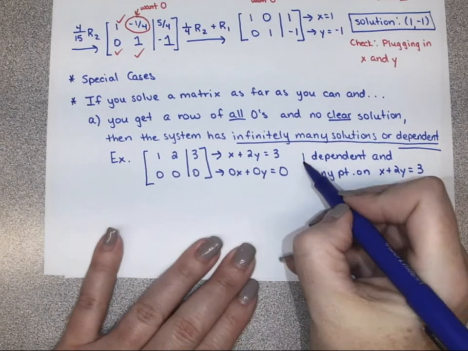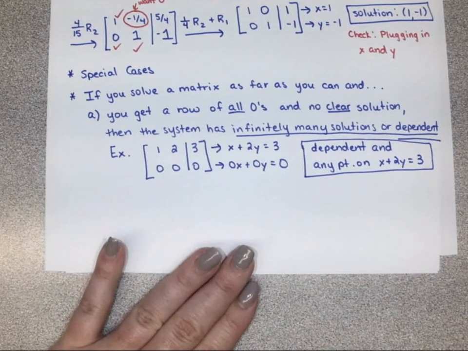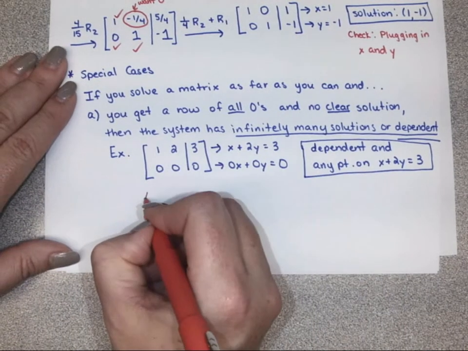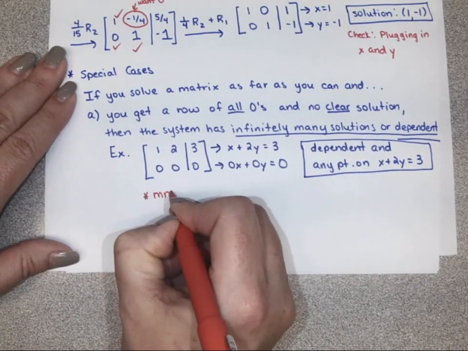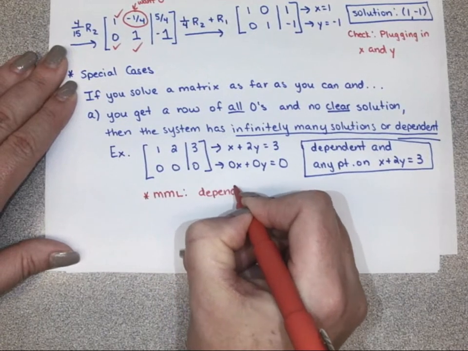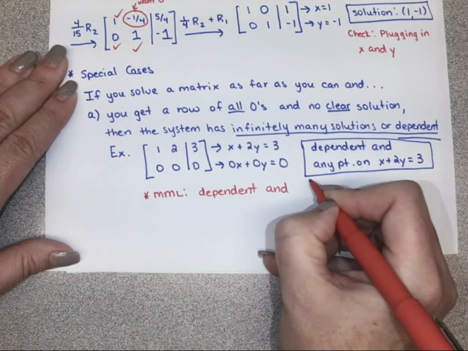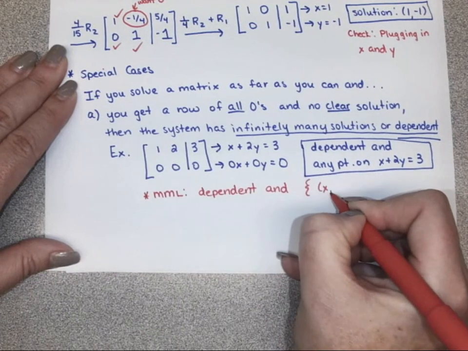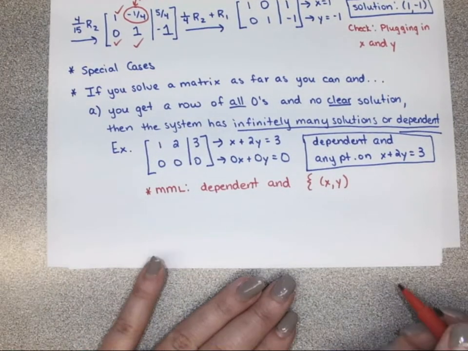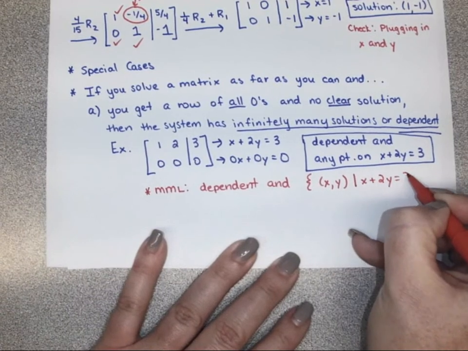Okay, so I'm going to go ahead and circle this, and then I'm going to tell you how my lab likes to write this. On my math lab, they use kind of the proper format. On my lab, they're going to say it's dependent, and this is how they're going to write it. They're going to say all the points x, y that fall in the pattern x plus 2y equals 3.